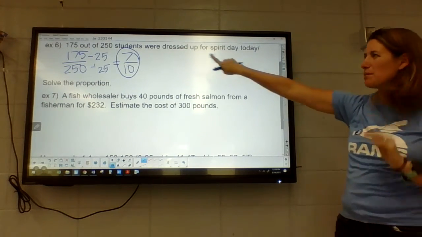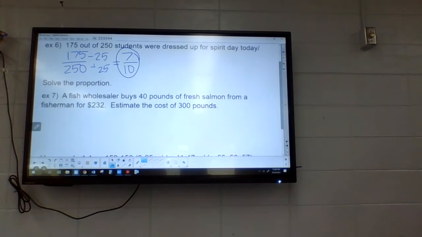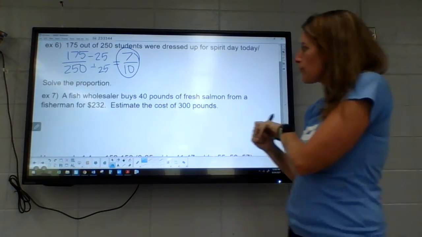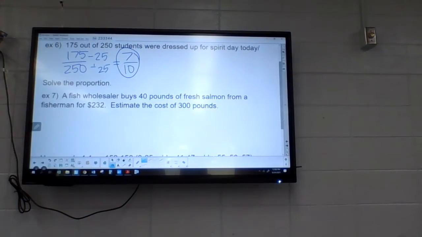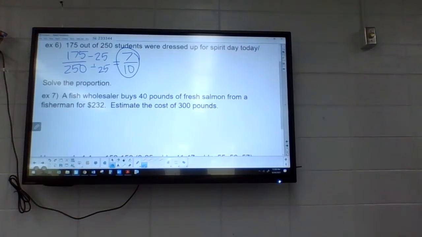So you'll have to do some like this in our homework today, and then something like this. So solving this: a fish wholesaler buys 40 pounds of fresh salmon from a fisherman for $232. Estimate the cost of 300 pounds. And we're assuming he's not getting any sort of deal, because sometimes the more you buy, the better deal you get. We're going to assume it stays consistent. So the idea with proportions is it's the same rate regardless if you buy 40 pounds or 300 pounds.